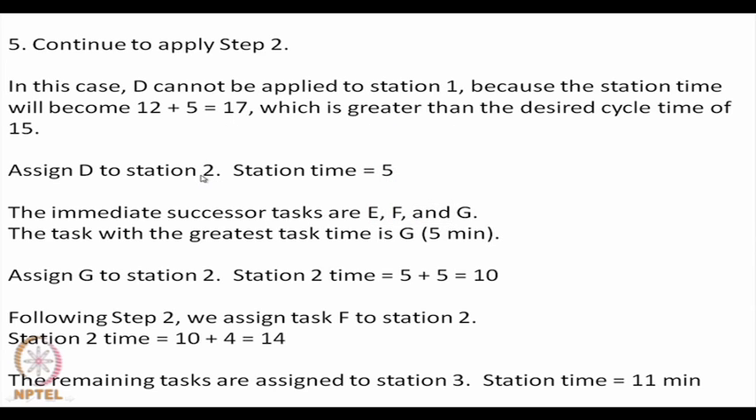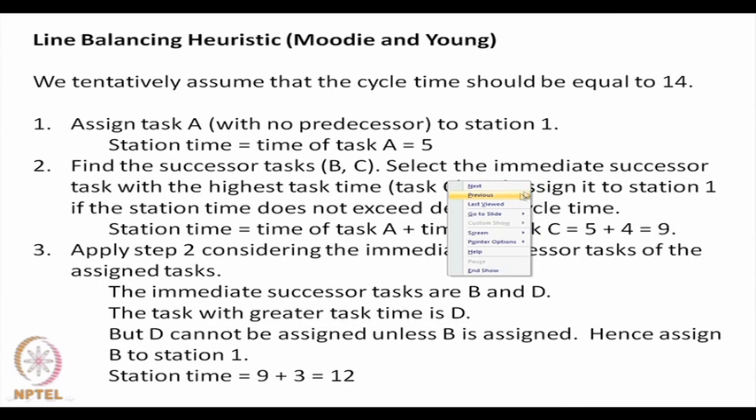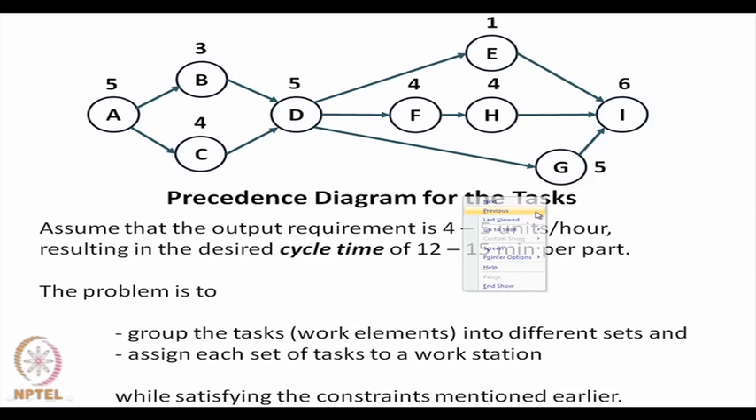So, assign D to station 2, therefore, the station time of station 2 is 5, the task time of D, and the immediate successors of D are E, F and G. Of these three, G is having the highest task time. Therefore, easily G can be given to workstation 2, making the station time 10. Now, we have the successors are E, F and I, but I cannot start unless H is complete. Therefore, I is out of question.